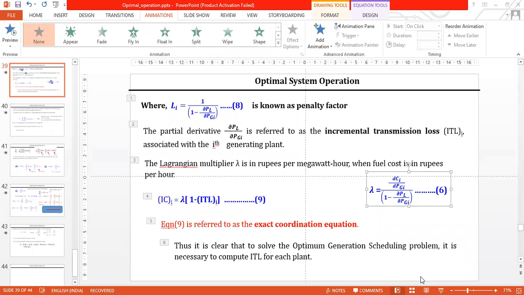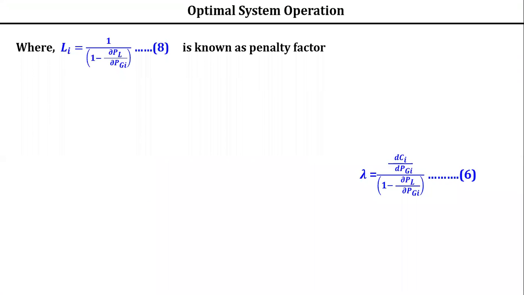Okay, let us start today's class. In the last class, that is yesterday's class, we studied optimal generation scheduling considering transmission losses. When the plants are located at different locations, we have to consider transmission losses. Understood? So now we are going to consider an extension of yesterday's class.